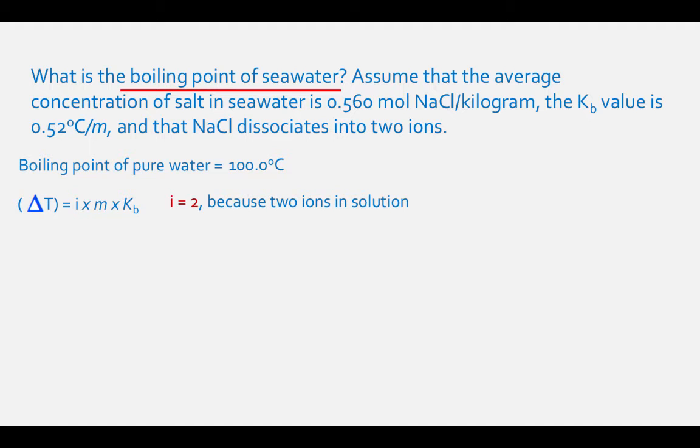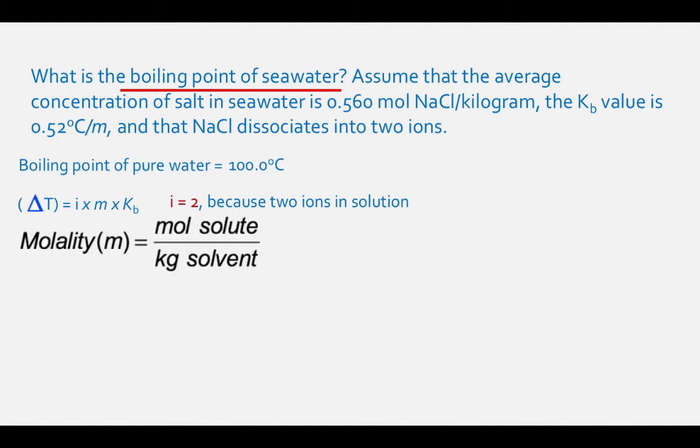To calculate the molality of the NaCl, we need to remember the definition of molality, which is moles of solute divided by kilograms of solvent. The number they have given us, 0.560 mole NaCl per kilogram, is per kilograms of solution. Let's make a plan to convert the kilograms of solution to kilograms of solvent. The only difference in the kilograms of solution to solvent is that the solute is added in there. So we need to subtract the solute from the solution to equal the solvent.